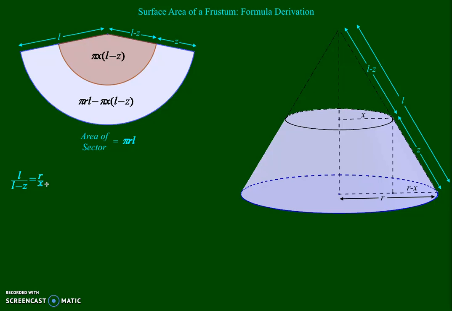And the first step is to multiply both sides by x and both sides by L minus Z. And that gives us Lx on the left, L times R minus R times Z. Now, one of the critical things to realize in this derivation is that in our final result, having any terms with this L in it is going to be useless to us because we're not going to have this entire slant height up here. All we're really going to have is this Z value, this X value, and this R value.